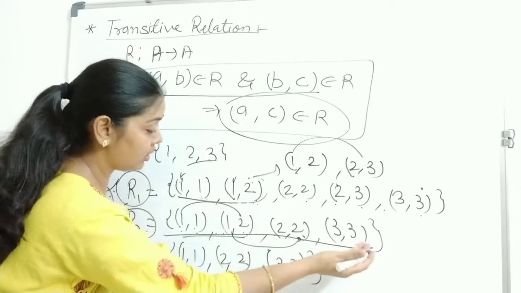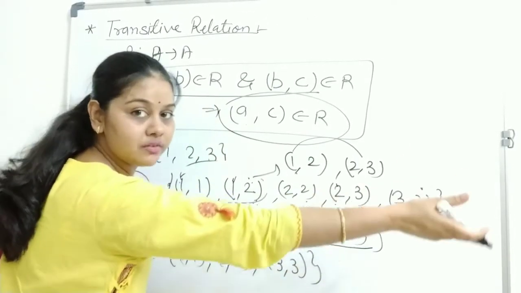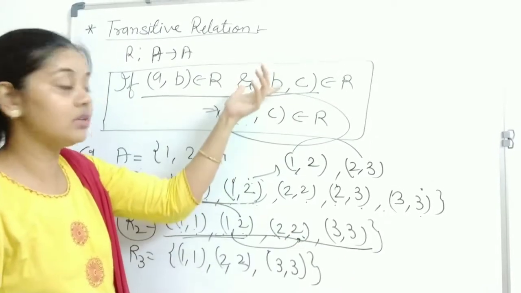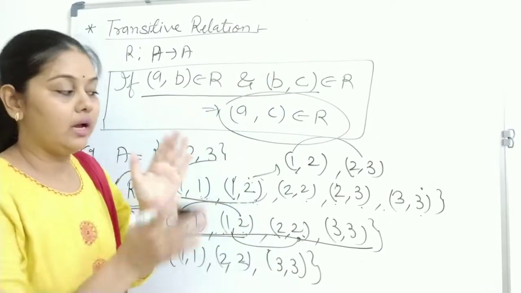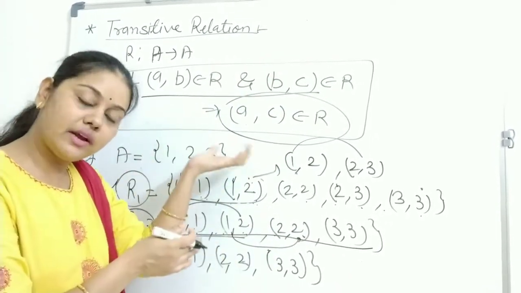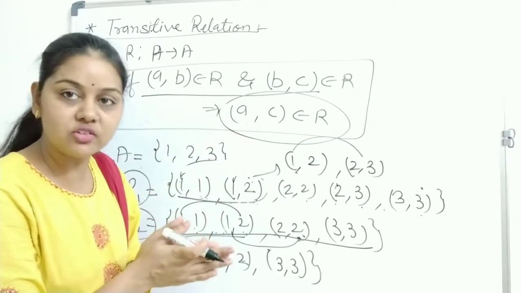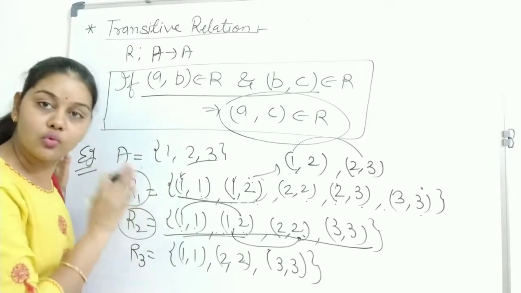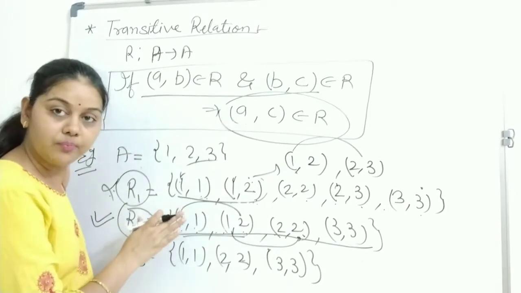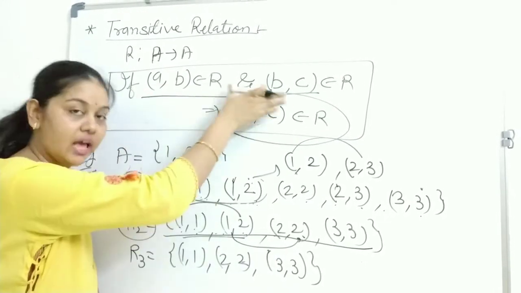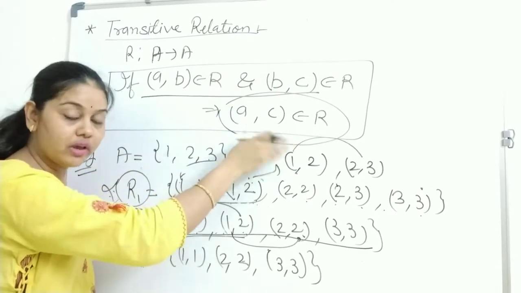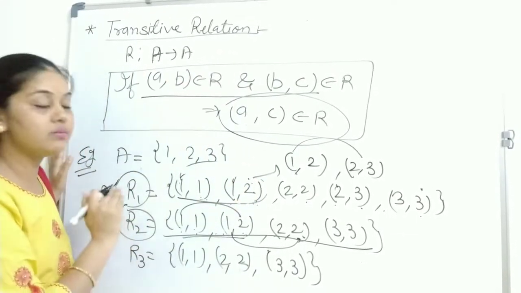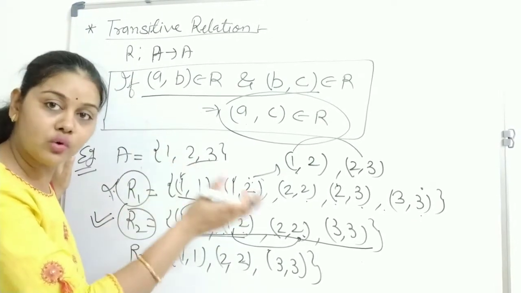And now for 3, 3, I do not have 3 related with any other element, so I need not check this condition for this element. If I don't have the left hand side, I need not satisfy the right hand side. So this is a transitive relation. If we have such elements, then we need to check. If we don't have such elements, then we need not check. We just mention that this is a transitive relation.